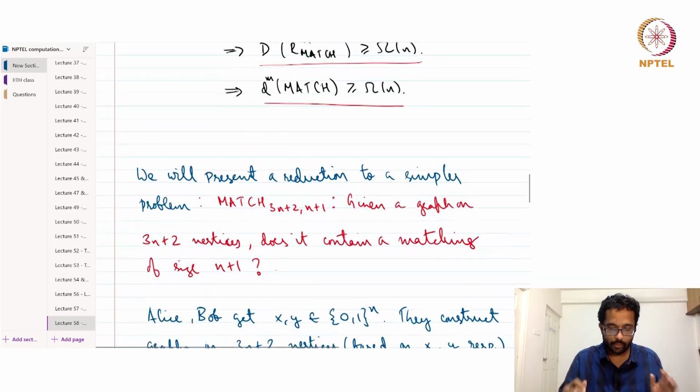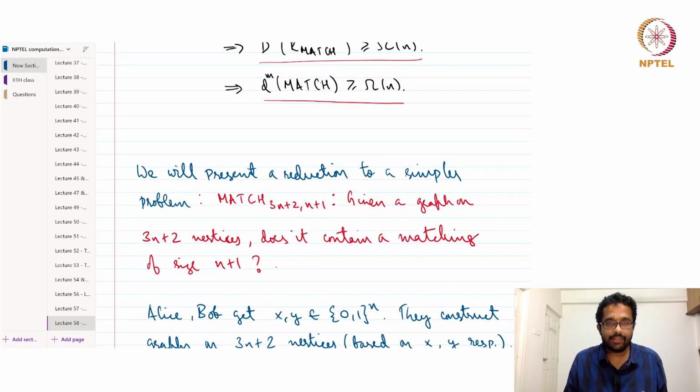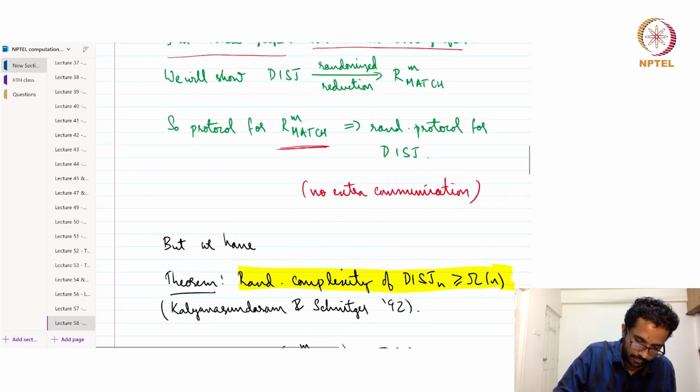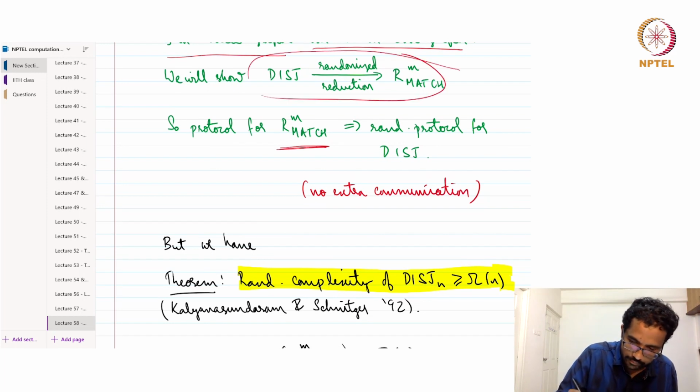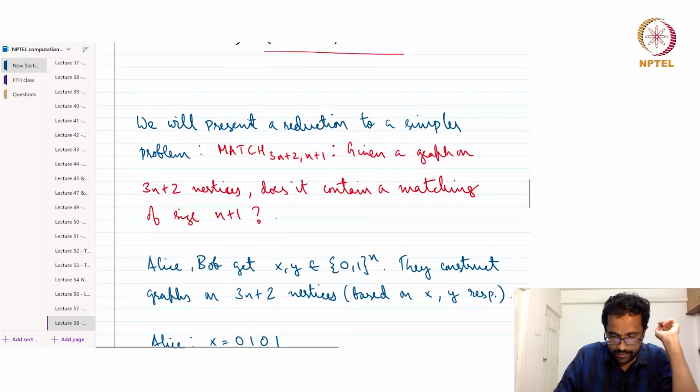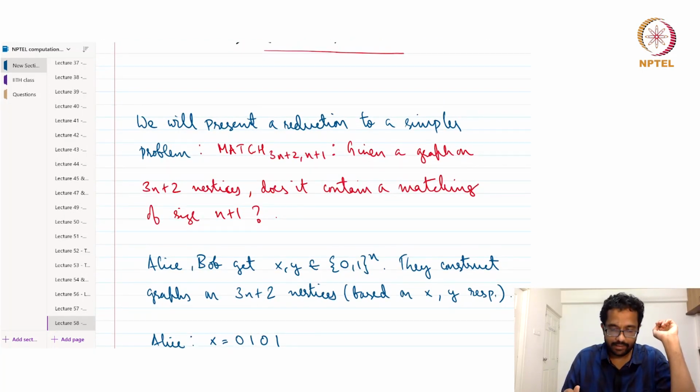Right. So now what remains is to see the reduction. This particular reduction is what is left. Okay. So in fact, we'll present a slightly simpler reduction, but it's not very difficult to see the idea from this. So the core idea I will just present in the reduction.